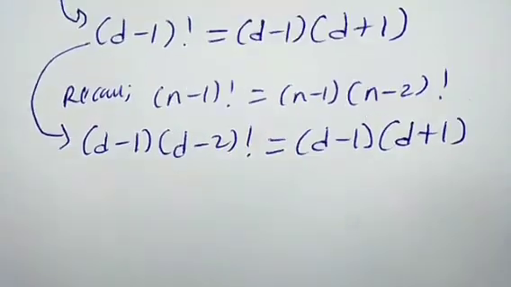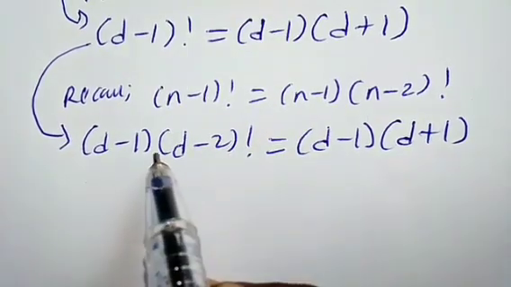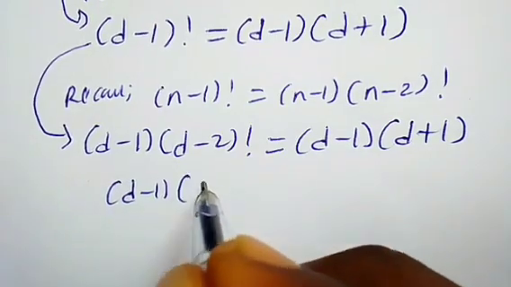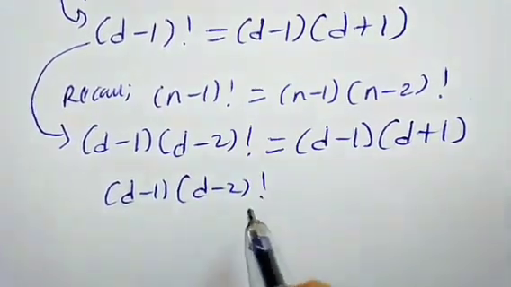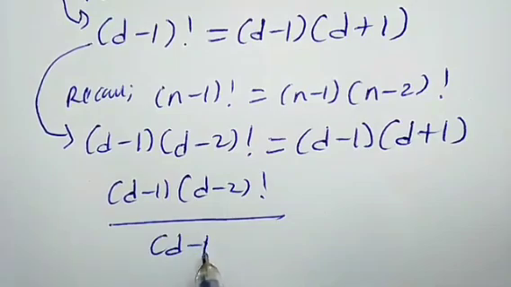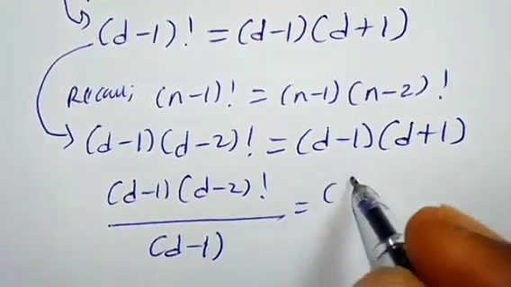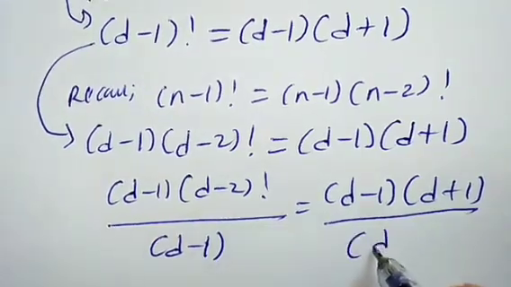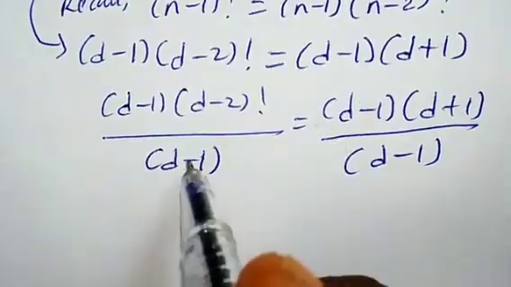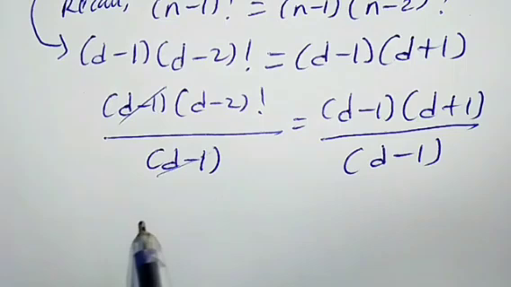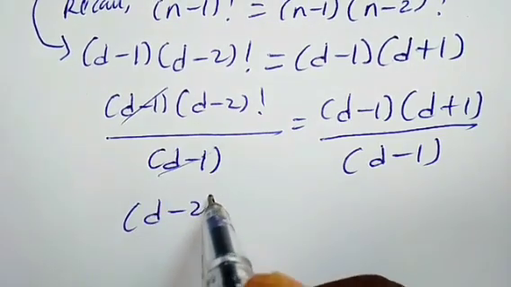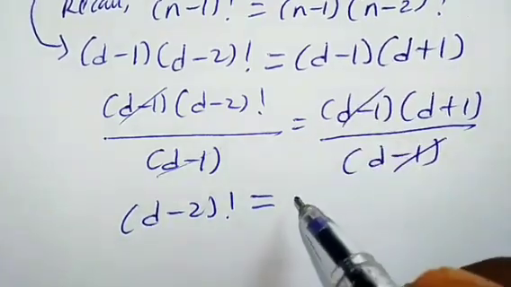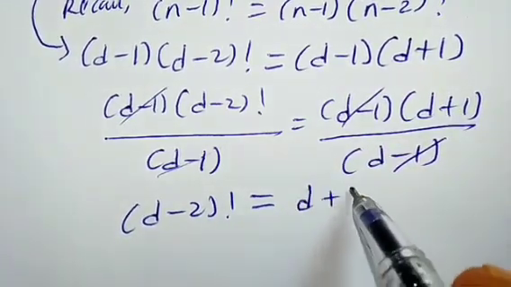Let us continue. What do you notice here? We can divide both sides by d minus 1. So we have d minus 1 times d minus 2 factorial over d minus 1 equal to d minus 1 times d plus 1 over d minus 1. Clearly, d minus 1 cancels d minus 1 on the left side. We are left with d minus 2 factorial equal to, likewise on the right side, d minus 1 cancels d minus 1. We have d plus 1.